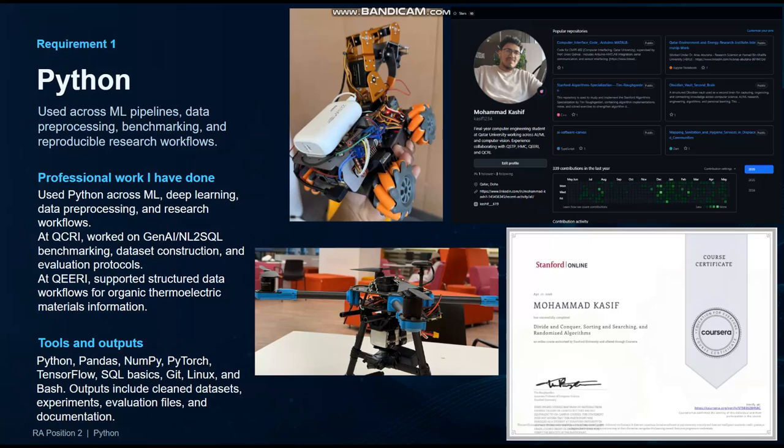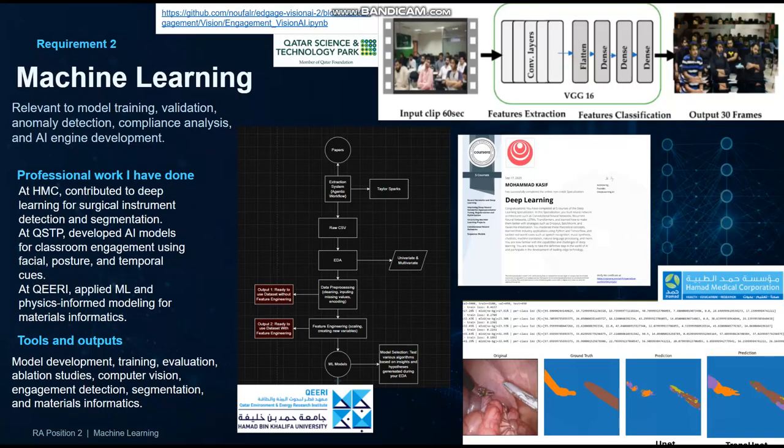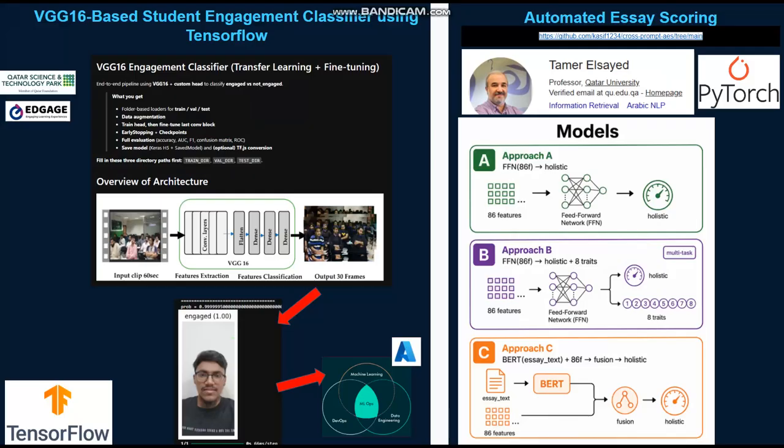So starting off with the first requirement, Python, I have done a lot of high-end projects at QU under various doctors, and I have extensive experience in this domain. I also have a Stanford certification on C++ on algorithms. Moving to the next requirement, machine learning. Again, I have a Coursera certification by Andrew Ng on deep learning over here. And at QSTP, I've done more machine learning related work. Similarly at Curie and HMC, as you can see.